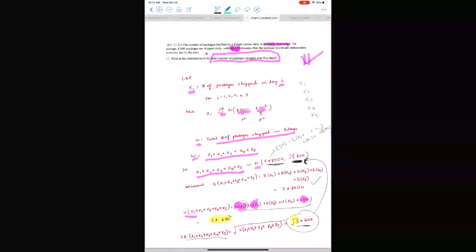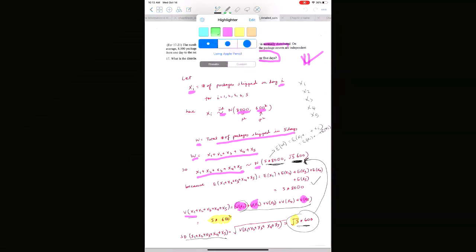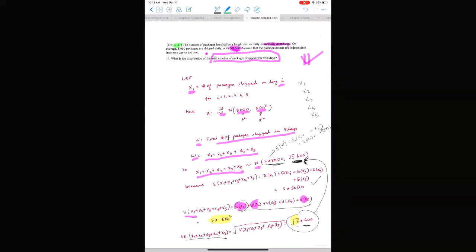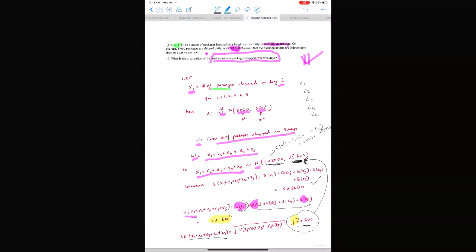The number of packages handled by a freight carrier. In question 17 to 21, we were talking about the number of, what was the random variable here? In question 17 to 21, what was the random variable? That was the number of packages shipped or number of packages handled. Agreed? So in this question, the random variable was the number of packages shipped or handled.